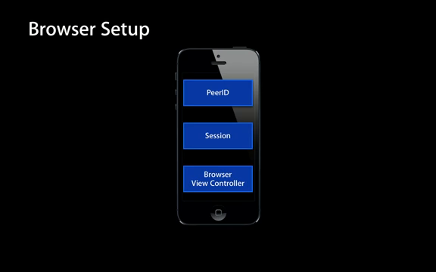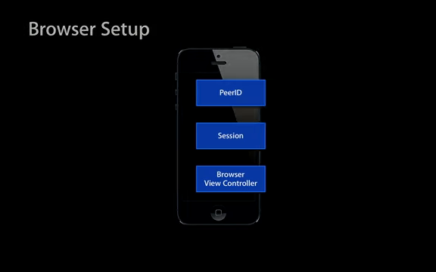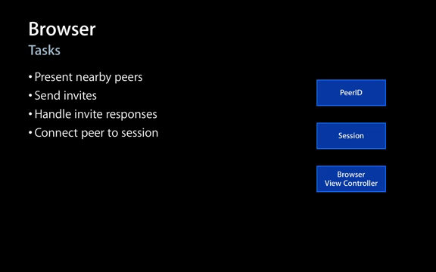So let's take a look at the browser now. What are the tasks of the browser? Well, the browser is searching for nearby peers. And as it finds nearby peers, it needs to present them to the user for you. Once a user decides which peer they want to invite, the browser has to send an invitation to that peer. And when a response comes back, the browser has to handle that response. And in case the response was positive, it needs to hook up that peer into a session. So these are the tasks of the browser.